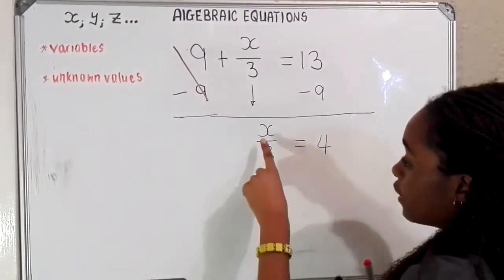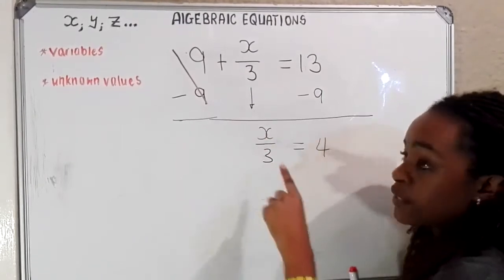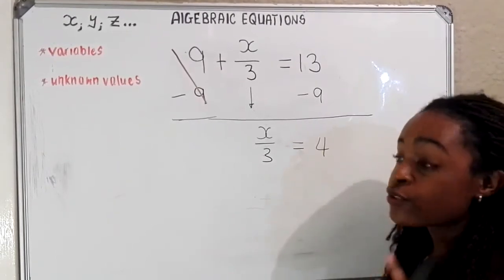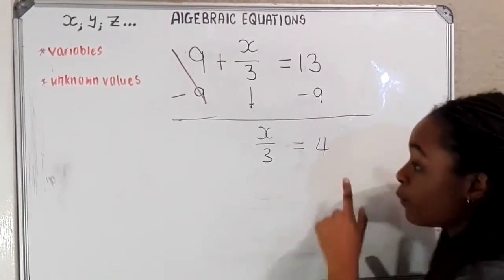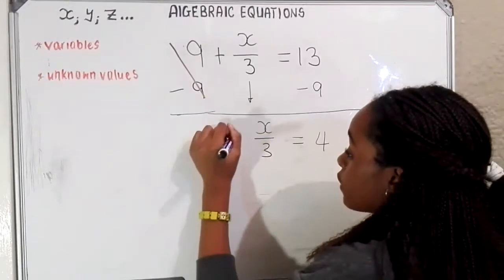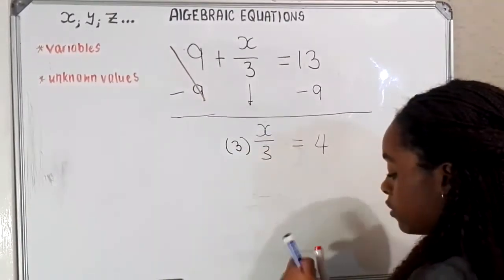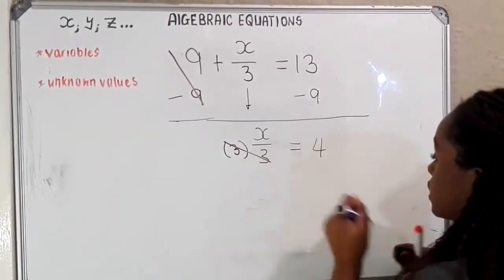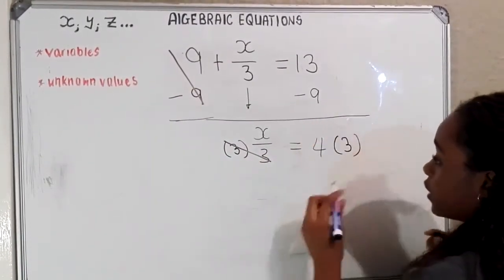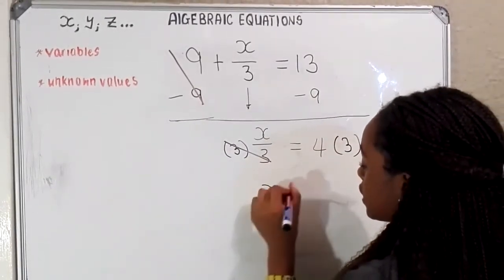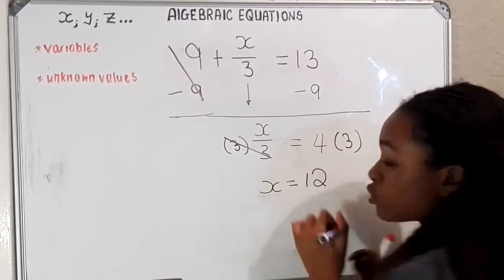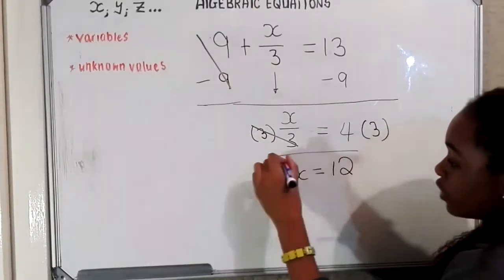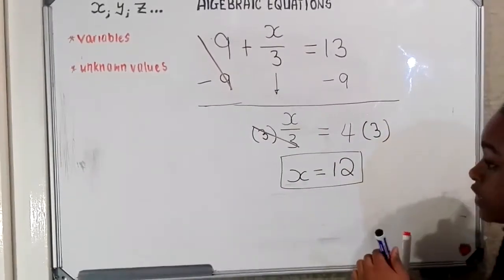So, now that you notice that x is being divided by 3, the opposite of division is multiplication. So we need to multiply 3 on both sides. So I'll multiply 3 over here. The 3 will cancel, okay? And I will multiply 3 over here. So I'll be left with x is equal to 12, okay? All right. So this is our final answer. X is equal to 12. That is the value of x.